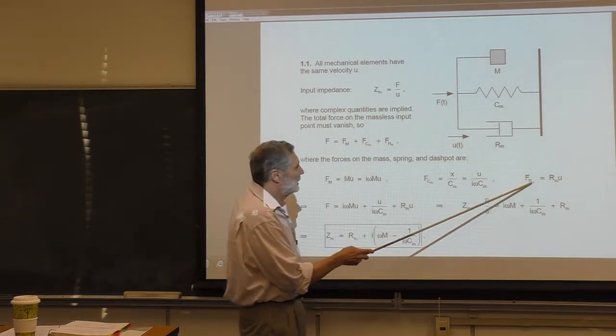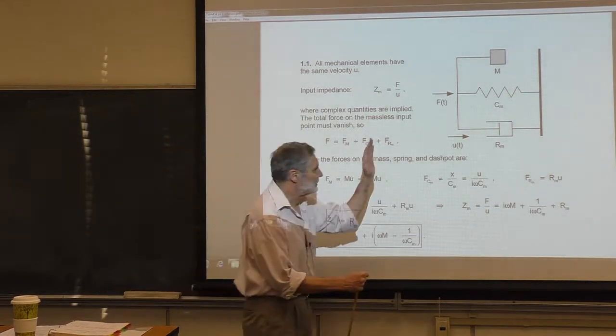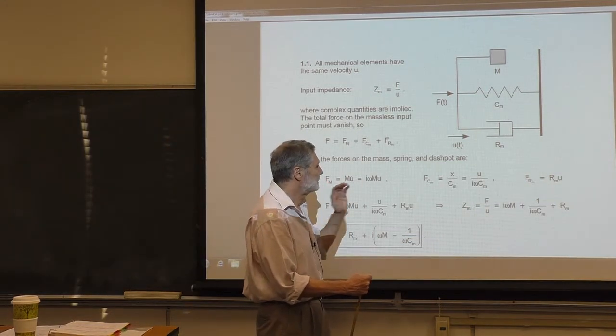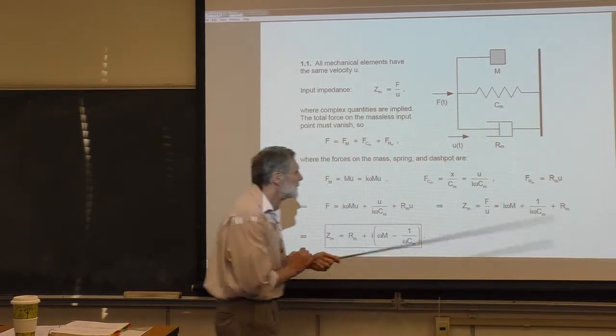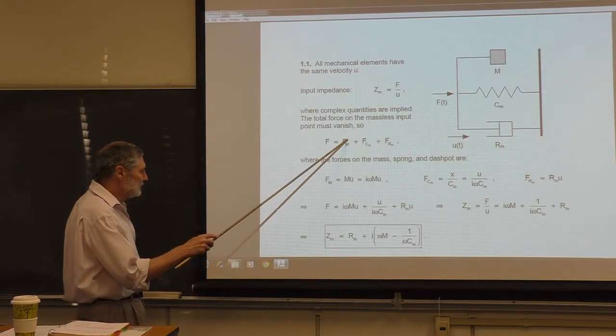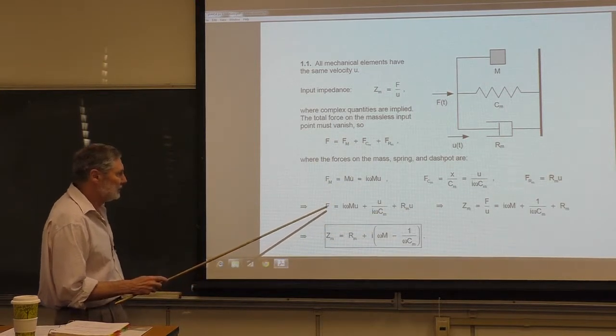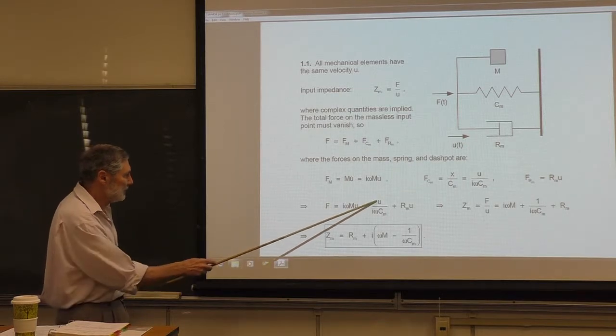Finally, the dashpot is just going to be the mechanical resistance times the velocity. That's the force that's being exerted on it. So I substitute these expressions into our force balance equation. I get this, and now I solve for the input impedance, which is the force divided by the velocity.